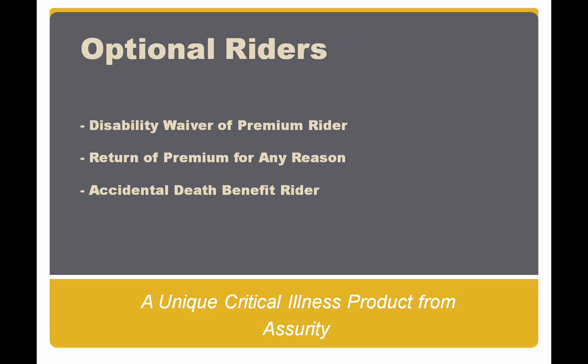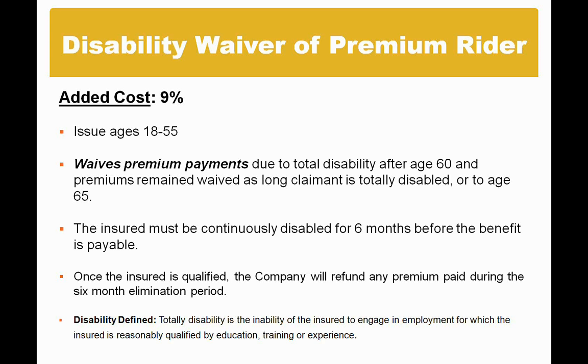Optional riders, there's a disability waiver of premium rider, a return of premium for any reason, which you may want to consider, and then the accidental death benefit rider. The disability waiver of premium rider, added cost average around 9%, and I've actually seen a lot lower than that too. It's a great rider because it doesn't add much premium, and it waives your premium payments due to total disability after age 60. So it's kind of nice to have that on there, and we do usually recommend that.